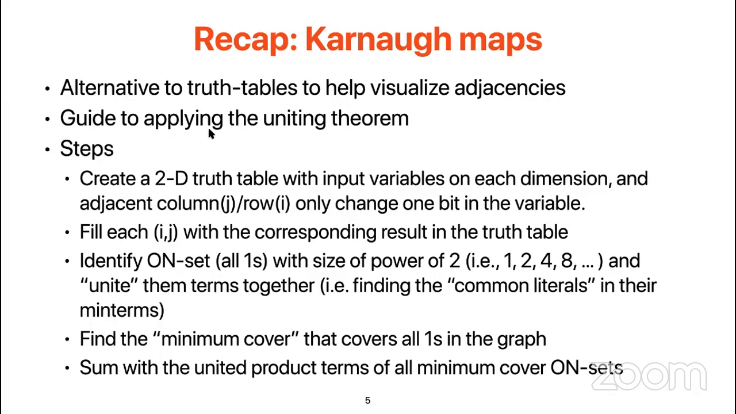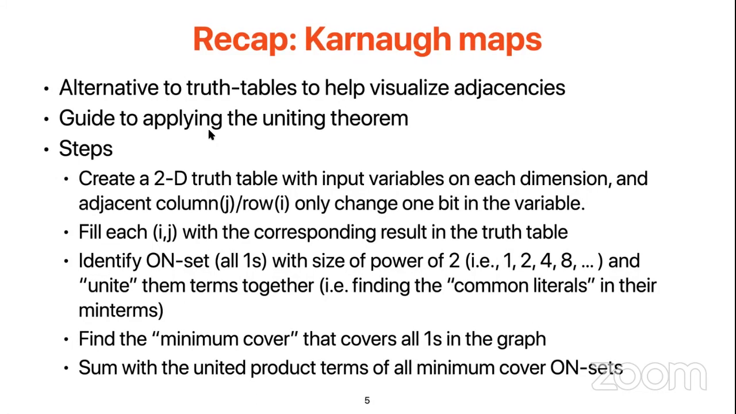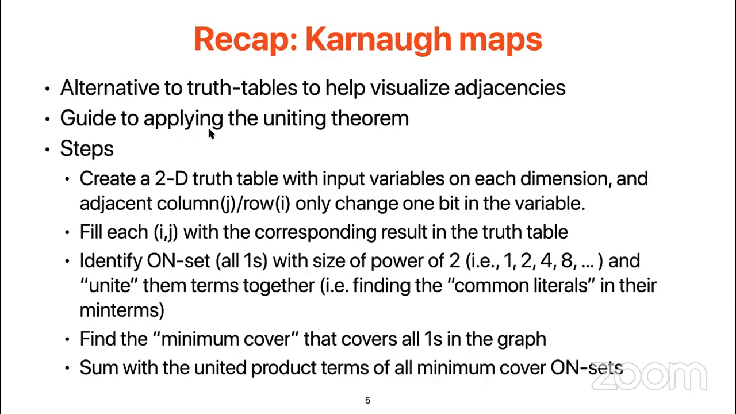So the steps of doing this: let's create a 2D truth table with input variables on each dimension, where adjacent columns and rows only change one bit in a variable, and fill each cell with the corresponding result in the truth table. Then identify the onsets with a size that is a power of two, like 1, 2, 4, 8, and unite these terms together, finding the common literals in the min terms, and find out the minimum cover that covers all the ones in the graph. Then sum these united product terms of all minimum cover onsets. So that's the whole concept of the Karnaugh map.